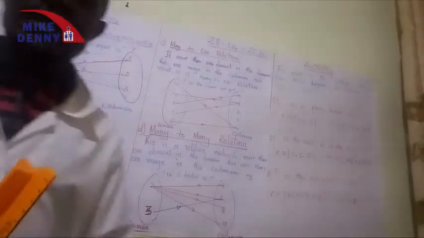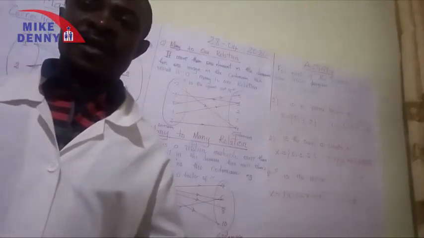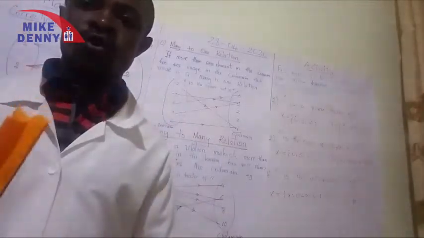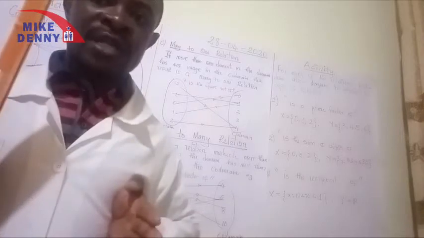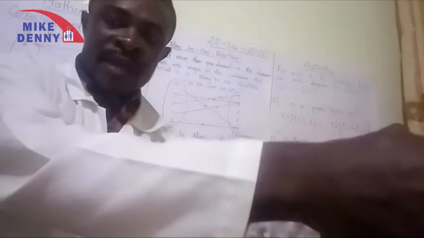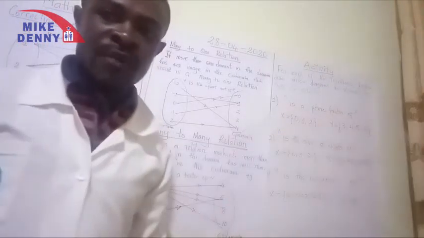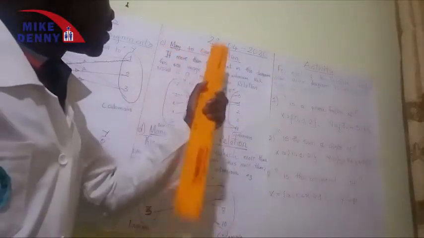Many to one here in the sense that so many elements in the domain are mapped to one element in the codomain. So many arrows are leaving the domain and they are mapped to one element in the codomain. That's what we call a many to one relation. That's our lesson for today. So we are talking about many to one relation.